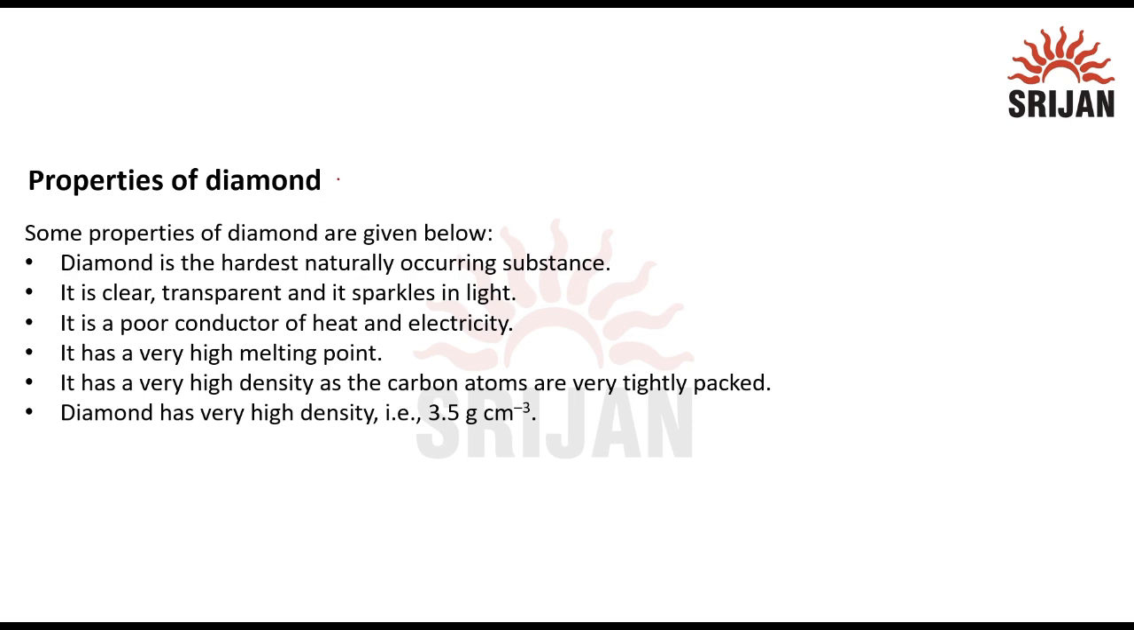If we talk about the properties of diamond, diamond is the hardest naturally occurring substance present on the earth. Also, it is clear, transparent, and it sparkles in the light. Diamond is a poor conductor of heat and electricity as it does not have any free electrons in its structure. Also, its melting point is very high. The density of diamond is also very high, right? Diamond has a very high density, comparable to 3.5 grams per centimeter cube.